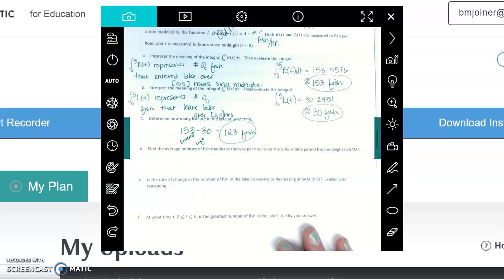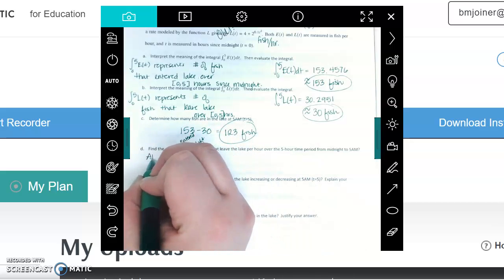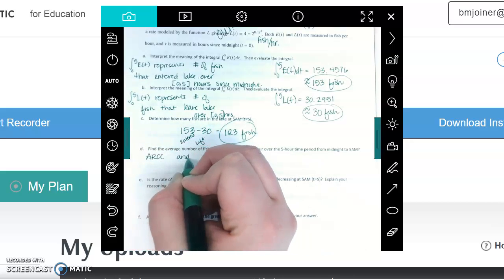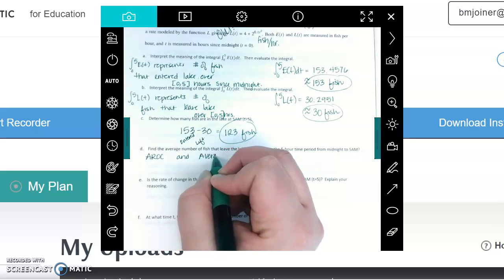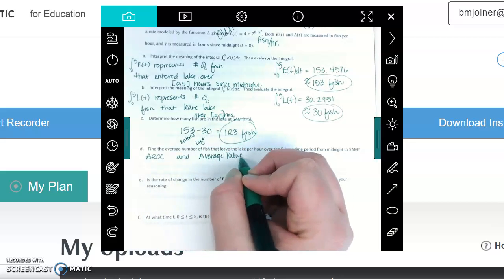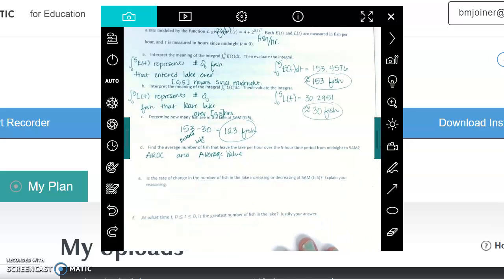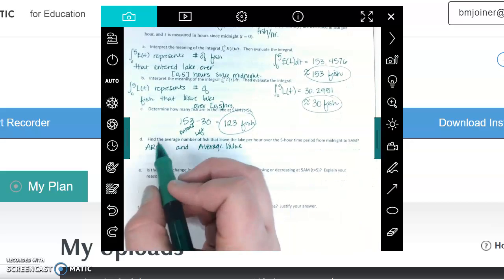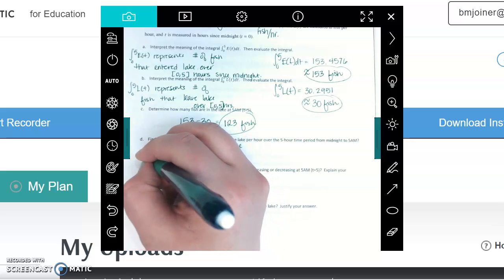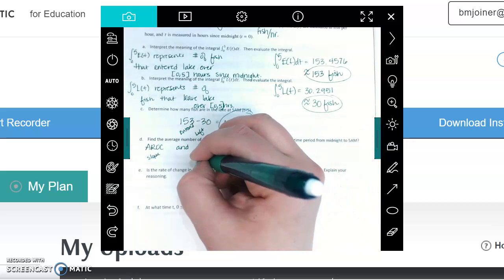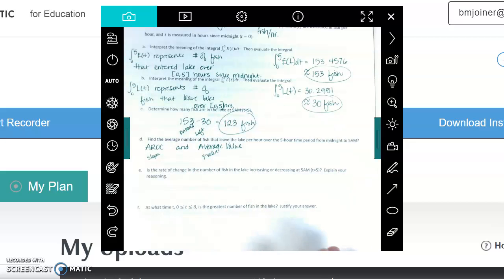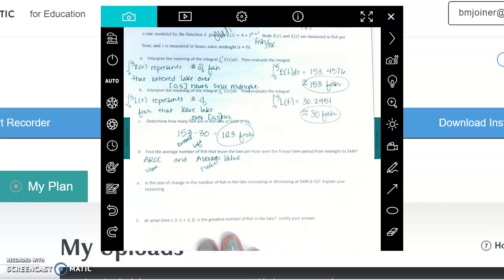Okay, next part, part D. Find the average number of fish that leave the lake per hour over the 5-hour time interval. So be really careful on units. There are two averages. You have average rate of change, and you have average value. So the day before we did these notes, we talked about units. Average rate of change is a slope, and average value is a y value. So look at your units in the problem.